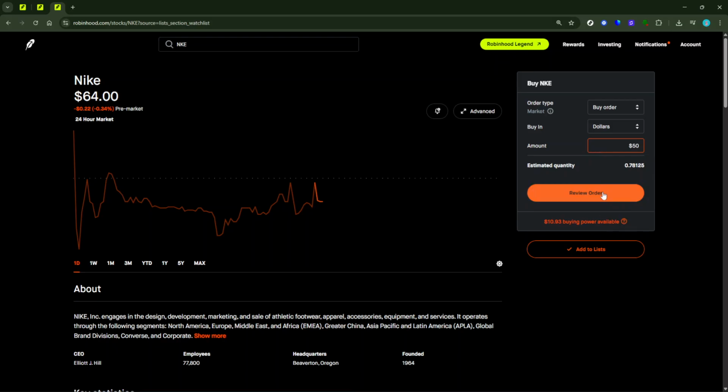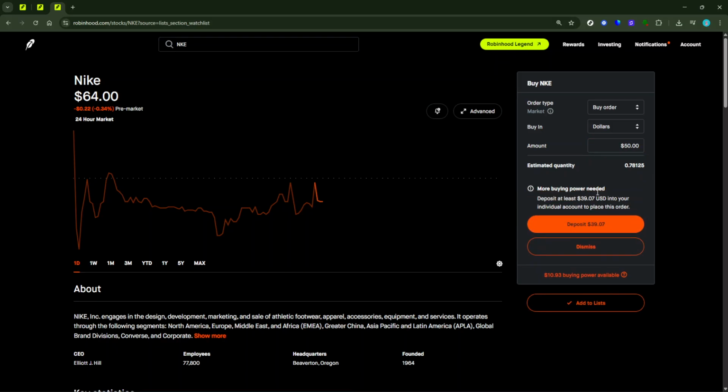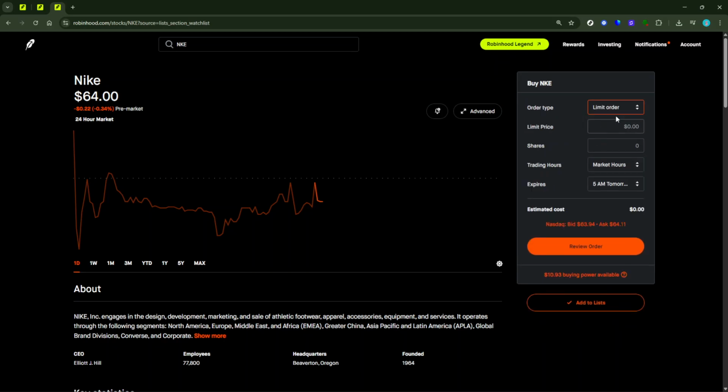Before finalizing your order, take a look at the order type setting. Robinhood gives you a few choices here. Market orders will buy the stock immediately at the current price, while limit orders give you control to set the highest price you're willing to pay. Limit orders can be really helpful if you want to avoid paying more than you expect. But for beginners, market orders are usually a simple place to start.